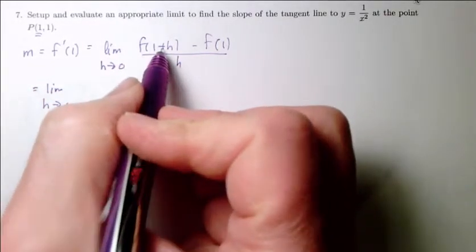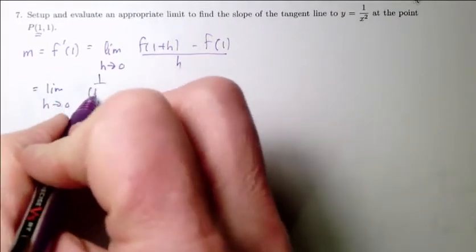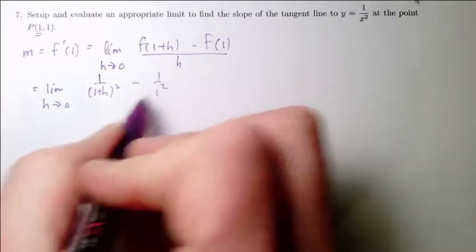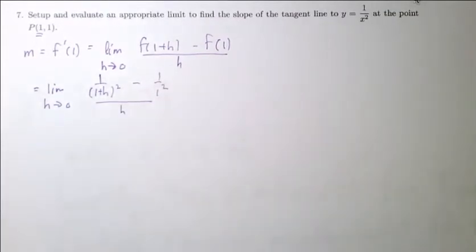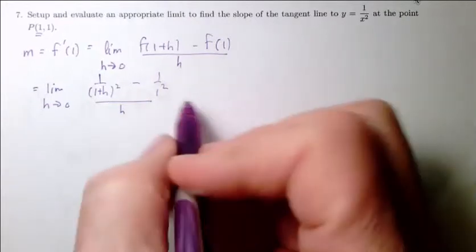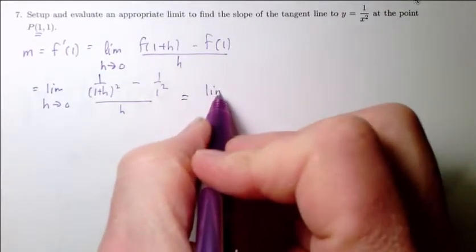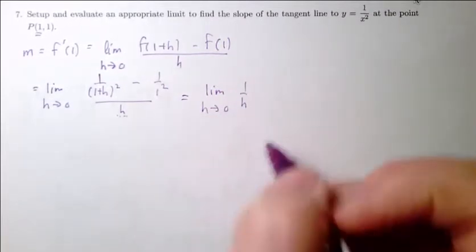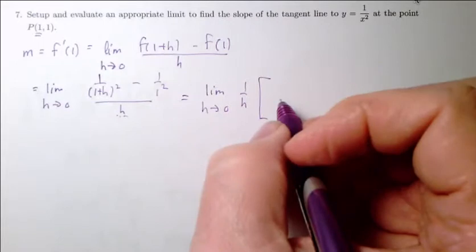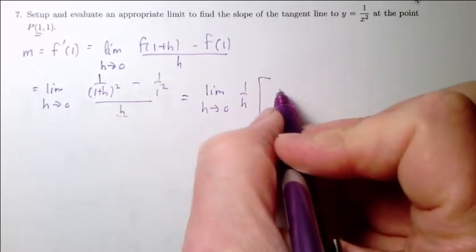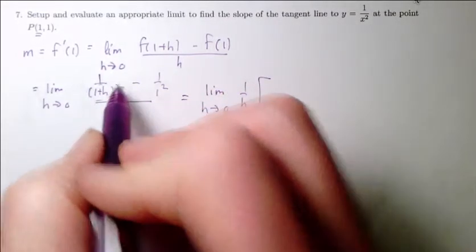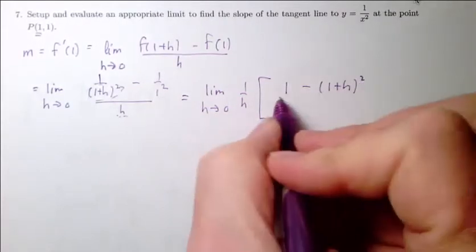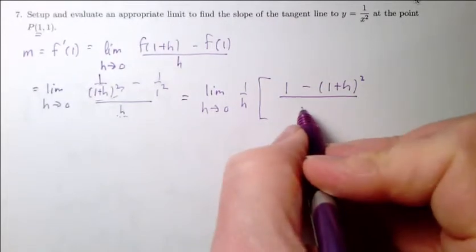So here I need to plug 1 plus h into my function. I get 1 over my number squared minus 1 over my number squared, divided by h. I see fractions, so that tells me the trick I need is to use a common denominator. I'm writing the divide by h here as 1 over h. What's my common denominator going to be? It's going to be 1 plus h squared, so I get 1 minus 1 plus h squared. You might need to take a second off to the side and make sure that you agree.